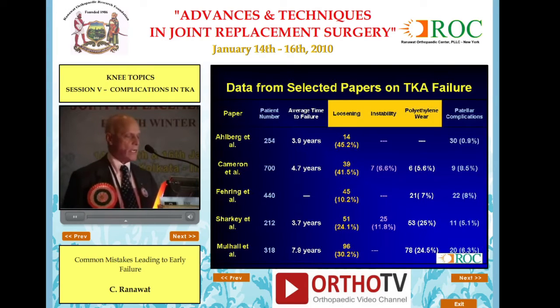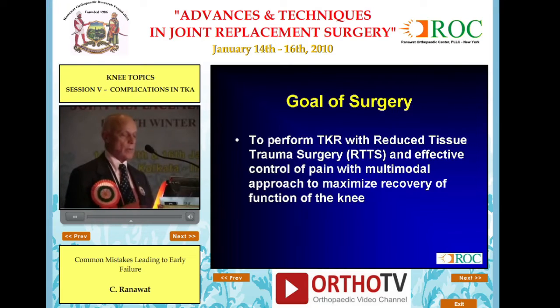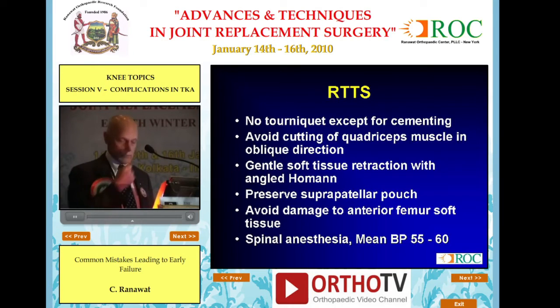If you look at the published data on failures, and these are 5 reports here, note that they are all 5 to 7 year follow-up, and there are 200 or more patients in each. The three main causes of failure: loosening, instability, polywear, and fourth, patellofemoral complication. So the goal of surgery is to do the operation with less trauma to the soft tissue. Bone trauma we cannot change, then control the pain properly so that the patient can use the function of the knee.